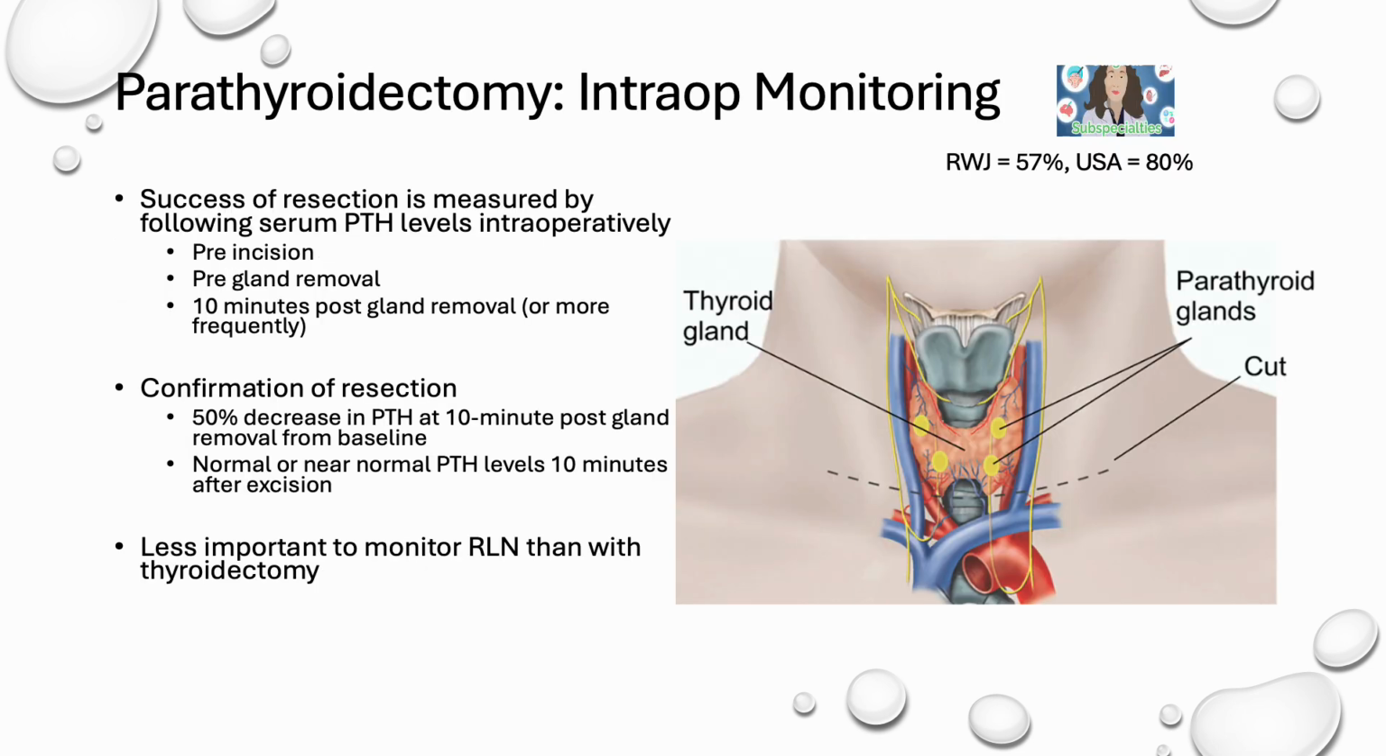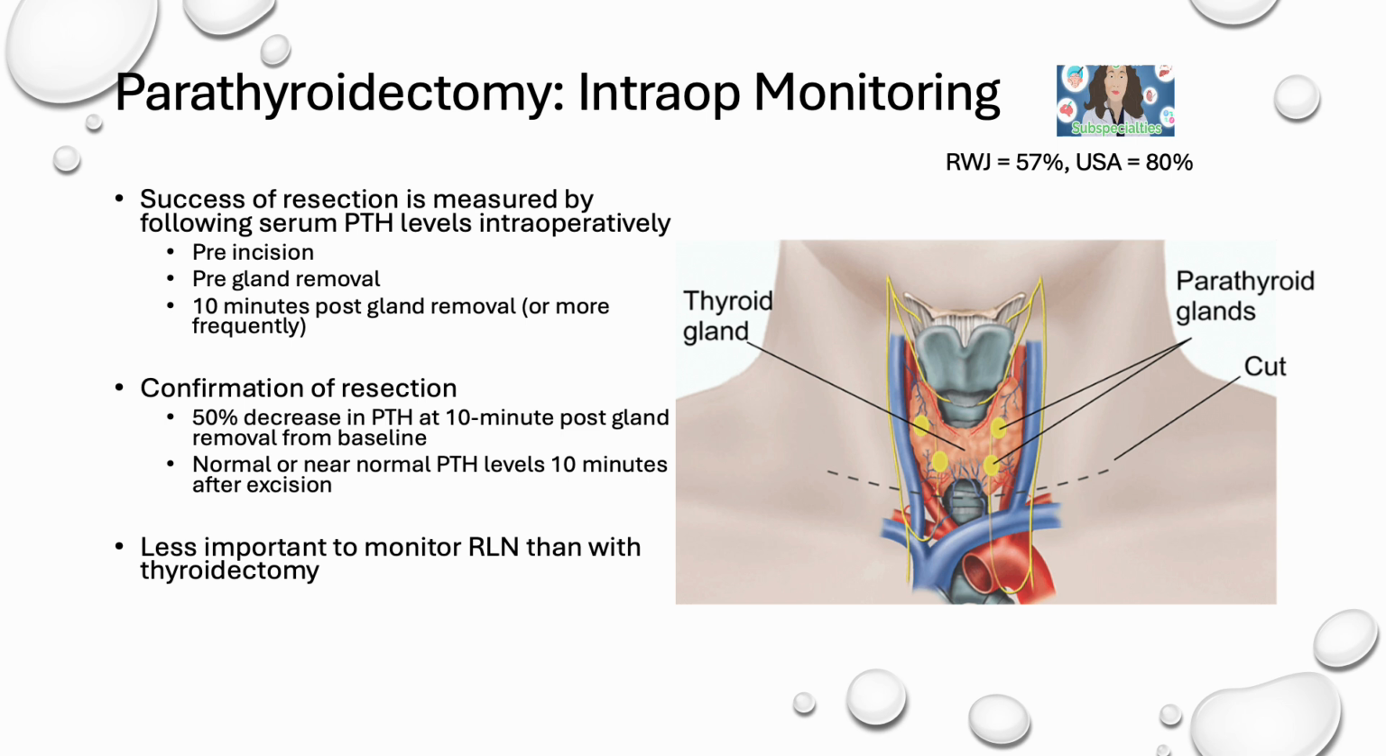Moving right along, our next keyword is parathyroidectomy and intraoperative monitoring that commonly occurs during parathyroidectomy. So success of the resection of a parathyroid is measured intraoperatively by monitoring PTH, or parathyroid hormone. PTH has a very short half-life. It's about 2 to 5 minutes, and so with removal of the parathyroid glands that are secreting excess hormone, the PTH levels drop very rapidly.